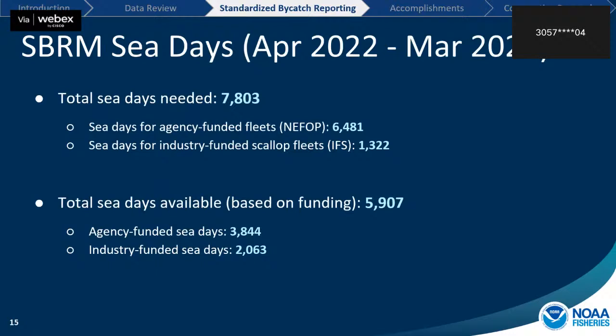So our SBRM C-Days, our total C-Days needed, was a little over 7,500. Those are based off our NEFSC C-Days, agency funded, a little over 6,000, and then also our industry funded scallop days. The SBRM includes a process that ratchets back the number of days based off of the available funding. So based off our funding, the total C-Days available was a little less than 6,000. And that slide demonstrates how many are agency funded and how many are industry funded. But that was our target for this fishing year, SBRM year, excuse me. Next slide, please.